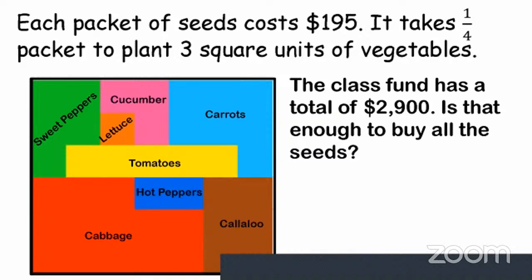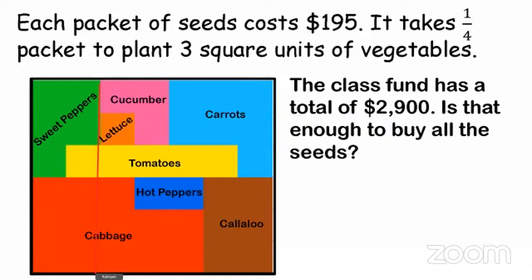The reason why my answer is yes is because in total there are 42 squares, and also in total there are eight different vegetables. We also found out recently that 1 packet can cover 12 square units.